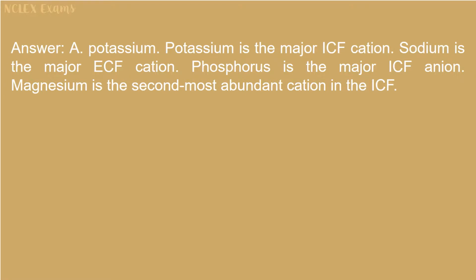Answer A. Potassium. Potassium is the major ICF cation. Sodium is the major ECF cation. Phosphorus is the major ICF anion. Magnesium is the second most abundant cation in the ICF.